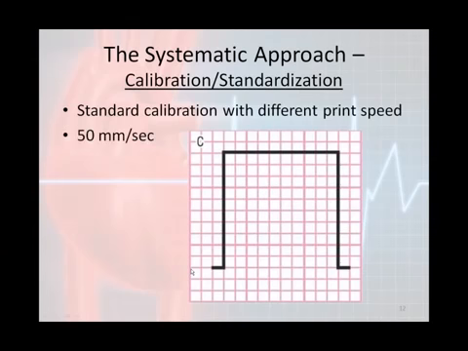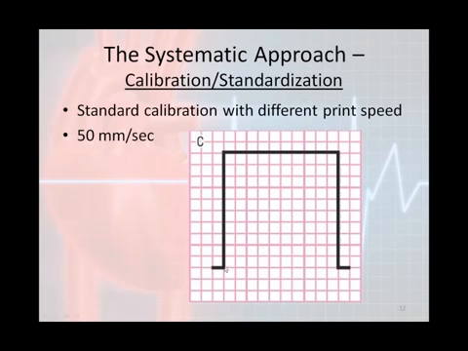This is an example of a marker that is standard amplitude with a print speed of 50 millimeters per second rather than 25 millimeters per second. Notice how the marker is 2 big boxes tall and 2 big boxes wide as well.